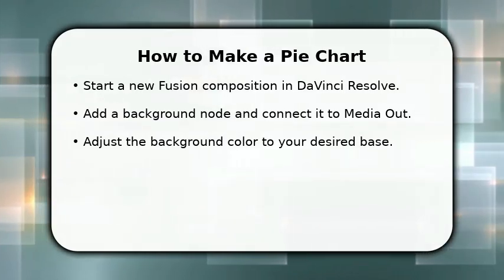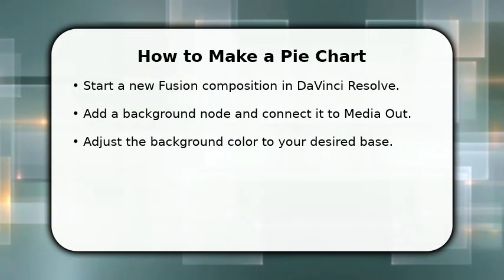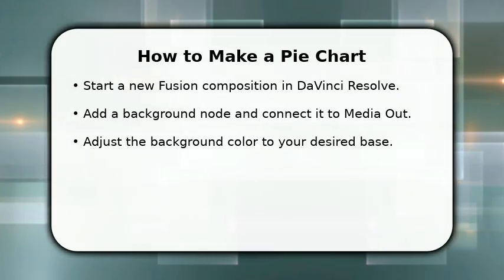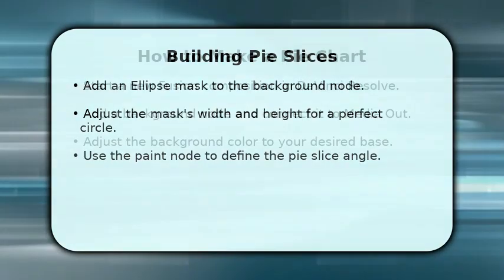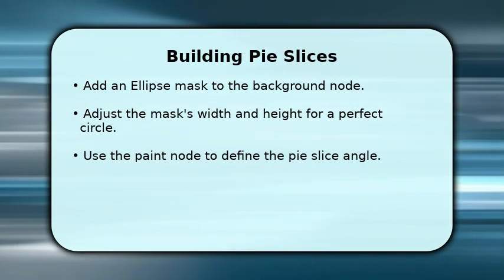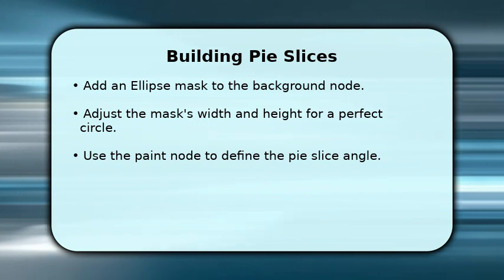Next, select the background node and choose a base color for your chart. This simple setup is the foundation for our easy pie chart creation. Now, let's create our first pie slice. Add an ellipse mask to your background node. Make sure the width and height are equal to form a perfect circle.